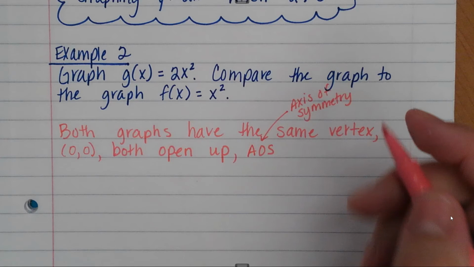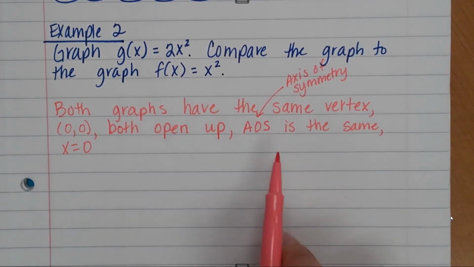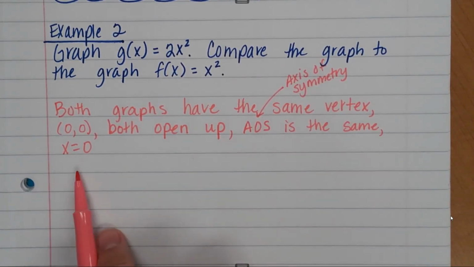I think it froze, so I'm going to wait for a little bit. There we go. Okay. So axis of symmetry is the same, x equals 0.